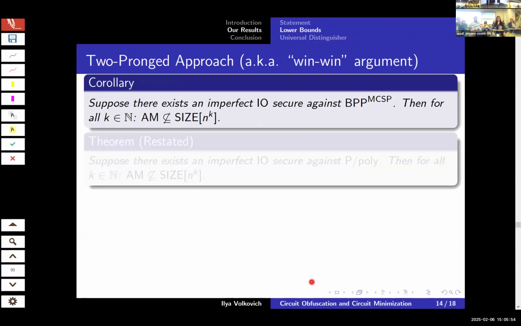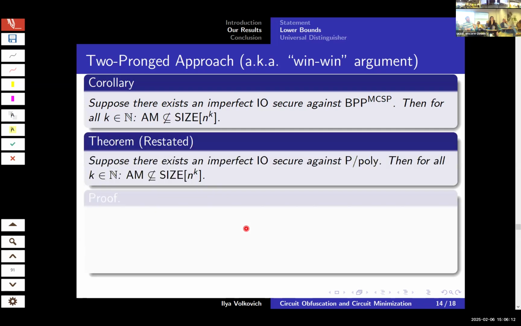So when does it become more interesting? This is what we have so far, right? So let's see how we actually get it. To get a lower bound under an assumption that we're willing to accept, and not one like pigs could fly, remember what our result was. For the imperfect case, if we have an imperfect IO secure against P/poly, again, this is something that we are willing to accept, and this assumption is used in many cryptographic papers, then we get lower bounds for IO.